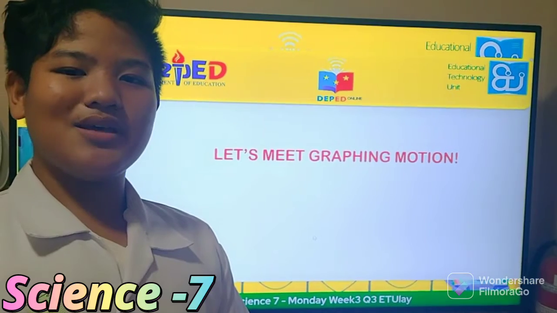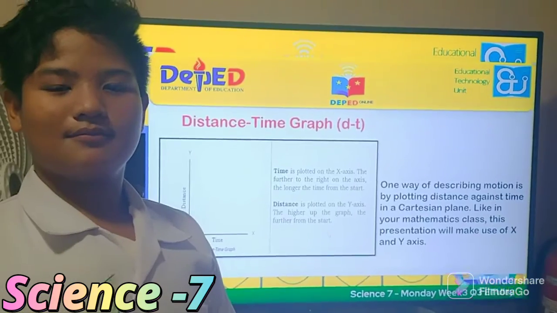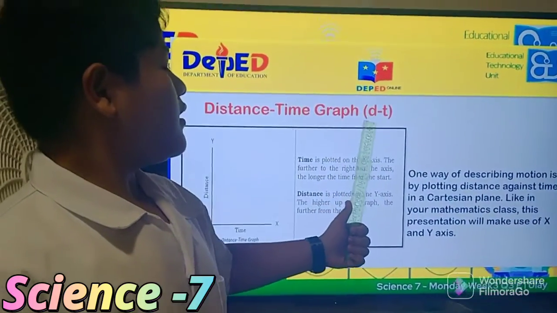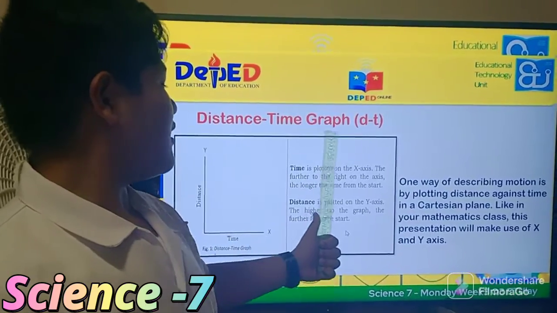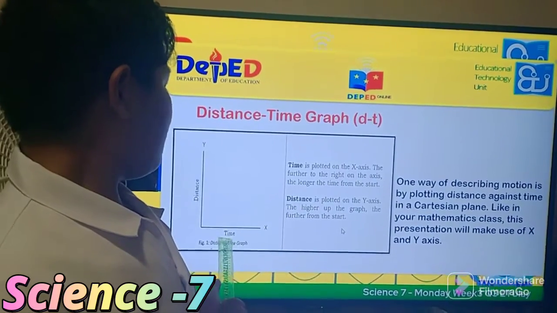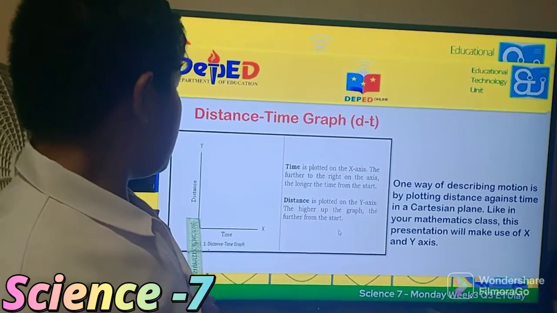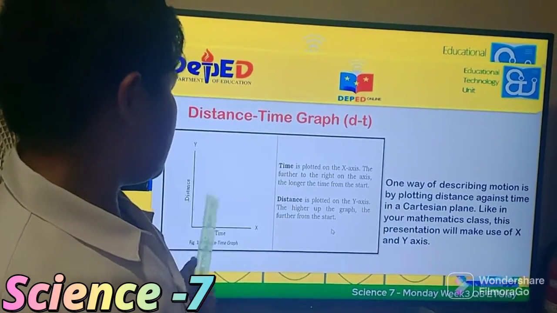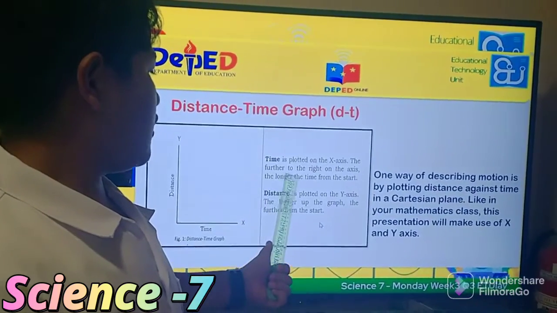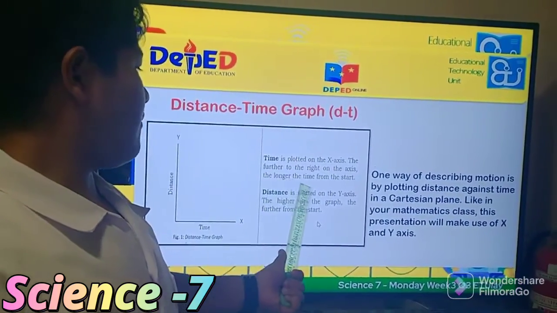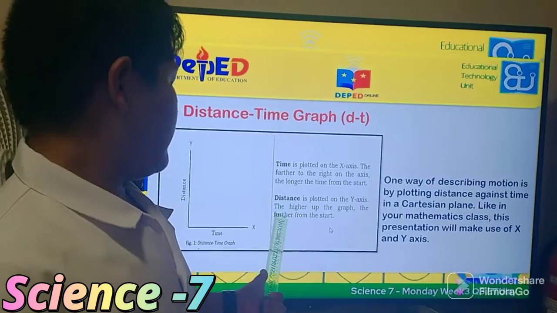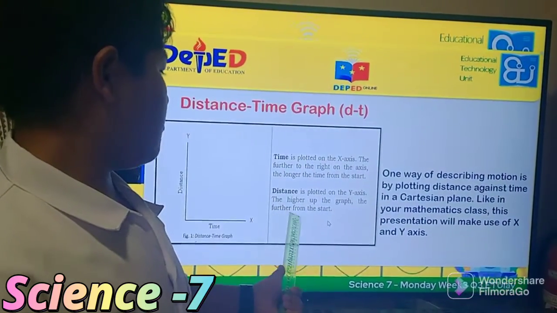Let's meet graphic motion. Now let's go to distance time graph. D stands for distance and T stands for time. Time is for x-axis and distance is for y-axis. Time is plotted on the x-axis. The farther to the right on the axis, the longer the time from the start. Distance is plotted on the y-axis. The higher on the graph, the further from the start.